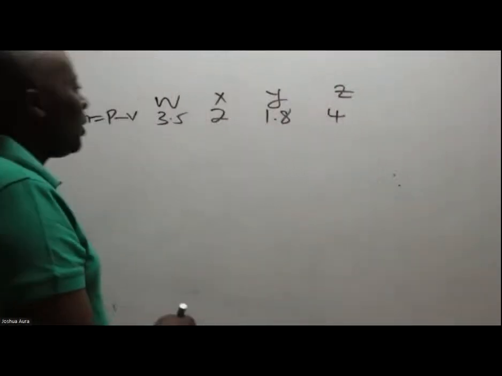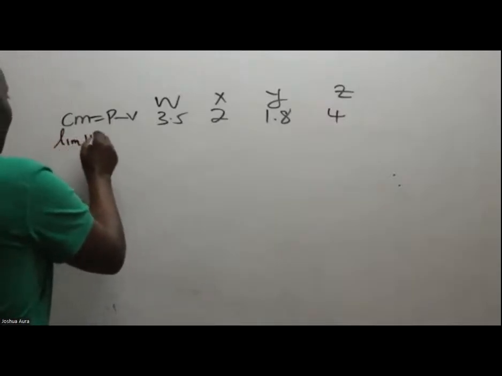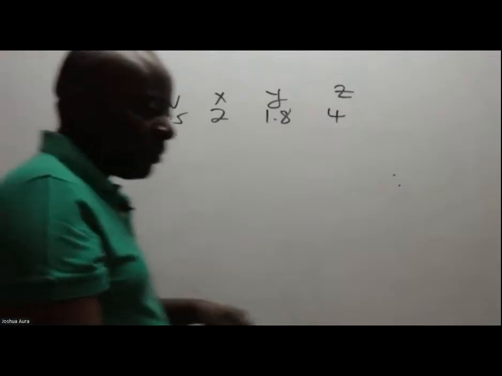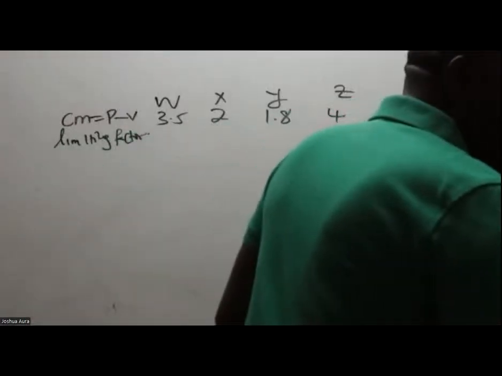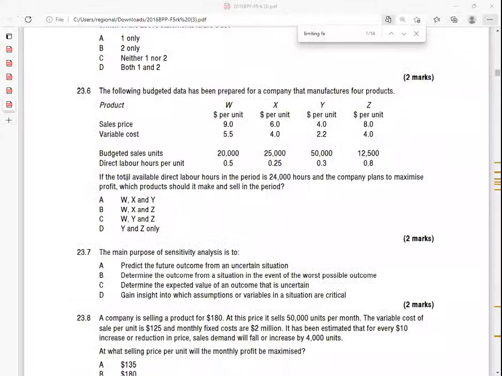So the second thing will be for us to give them the limiting factor. Have they given us the limiting factor? Yes, they've told us the limiting factor here. You can see the total available direct labor hours in the period are 24,000. So chances are we may need more than these hours which are available.